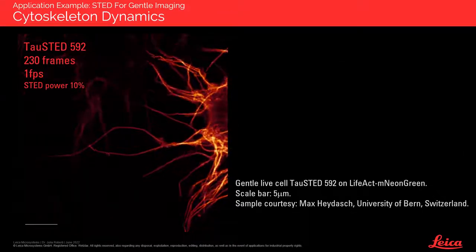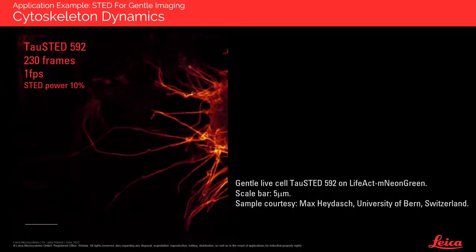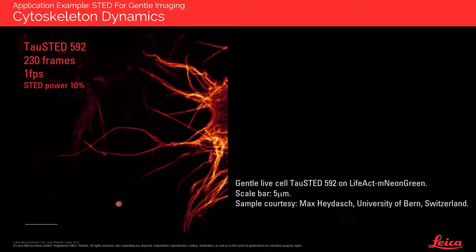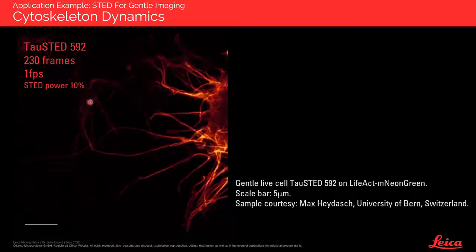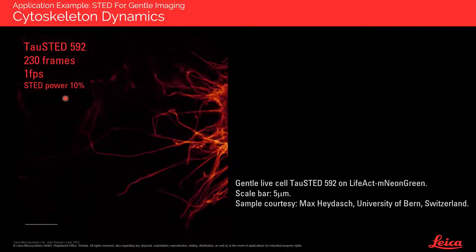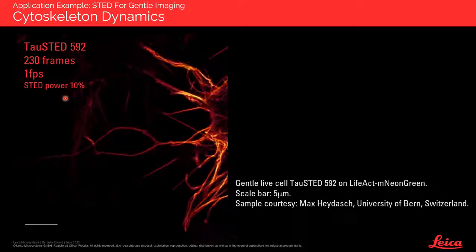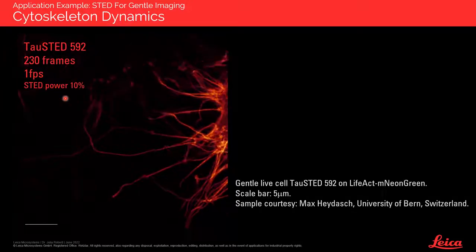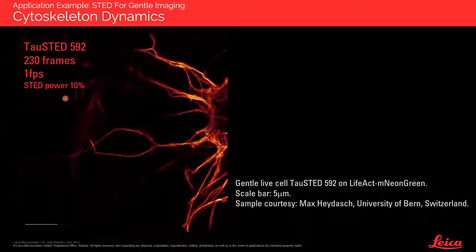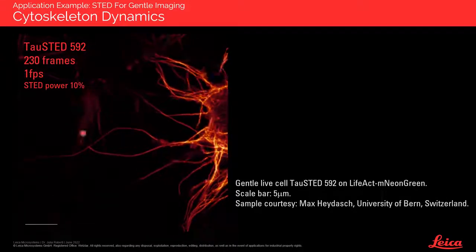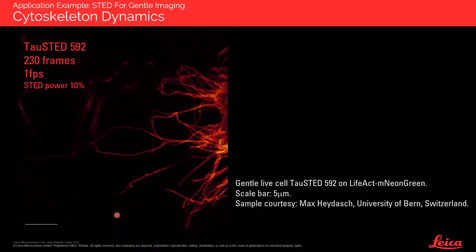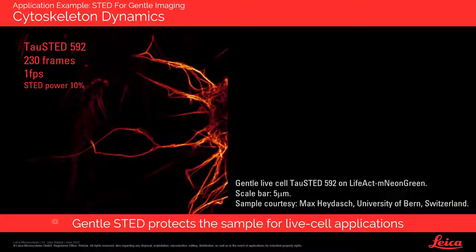And finally, as another example of STED now applied for gentle imaging, what we see here is a time lapse of over 200 frames that is performed at really low laser powers for the STED 592, so 10%, and we have imaging at 1 frame per second on LifeAct neon green that has been transfected into cells. So we can track and follow the cytoskeleton dynamics with STED resolution over time in gentle conditions. So with tau-STED, we protect the sample for this kind of applications as well.